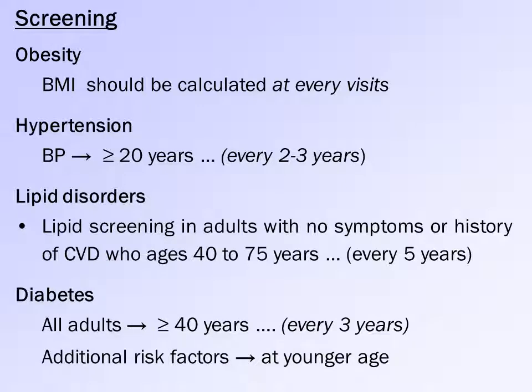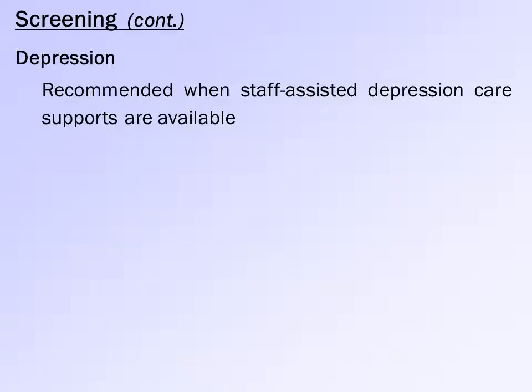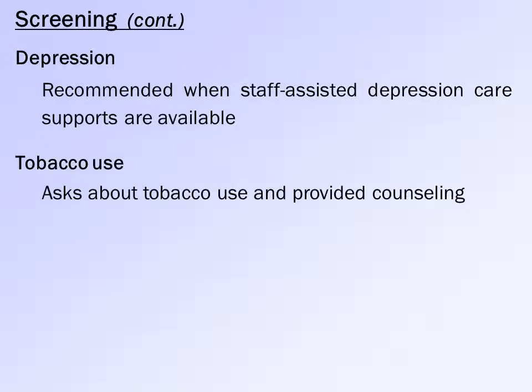And for diabetes in Iraq, all adults equal to or more than 40 years of age should have their blood sugar measured every 3 years. And those with additional risk factors should perform the test at a younger age. For depression, screening is recommended when staff-assisted depression care support is available. For tobacco use, ask about tobacco use and provide counseling as appropriate.